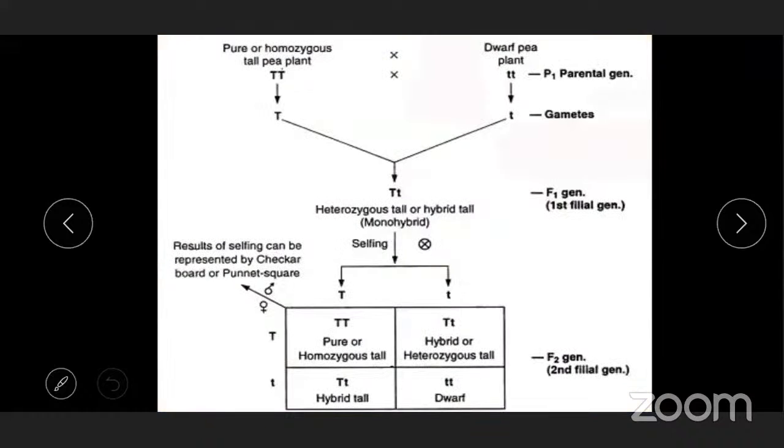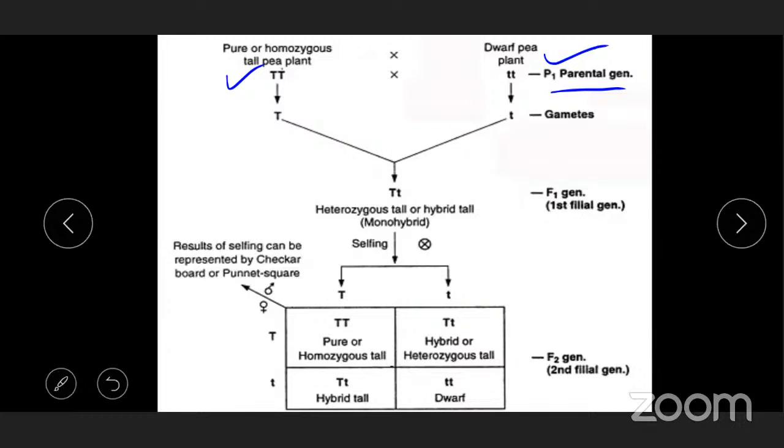See, students, here is a monohybrid cross. First, a pure homozygous tall pea plant. Why is it called homozygous? Because the two genes are the same: capital T, capital T. This pure homozygous tall pea plant is crossed with a pure homozygous dwarf pea plant, small t, small t. These two are the parents.